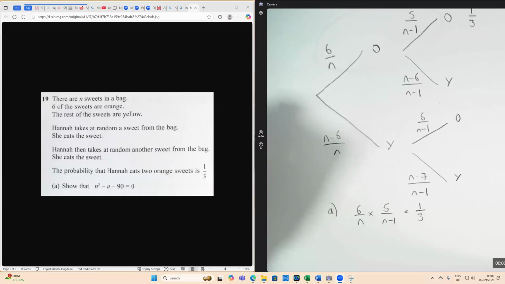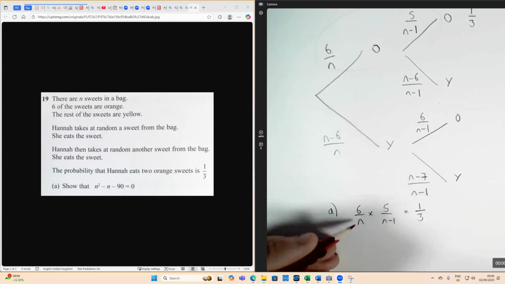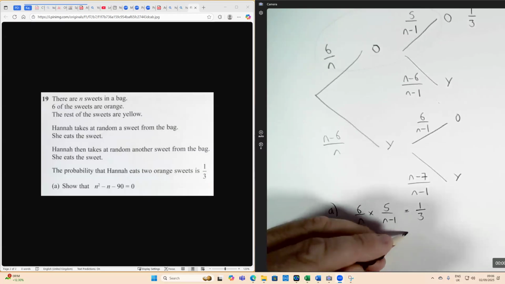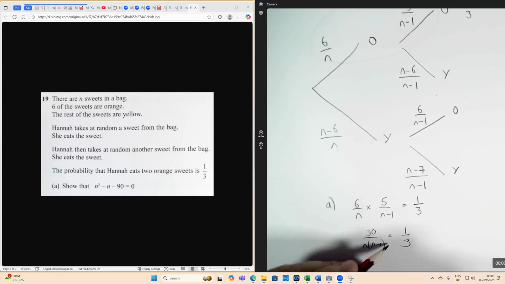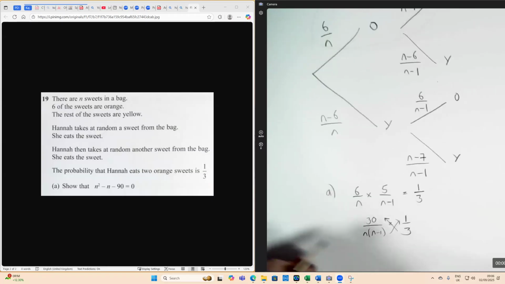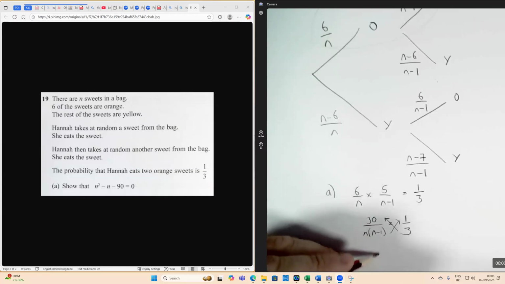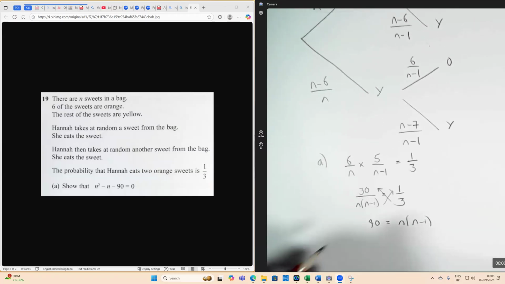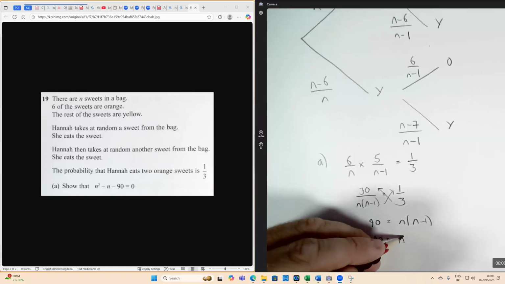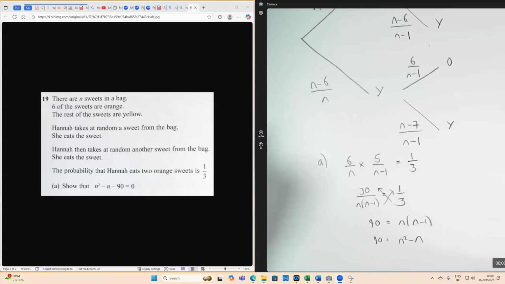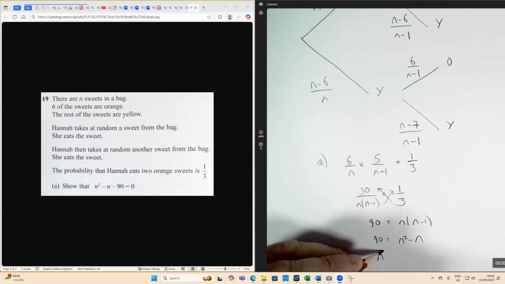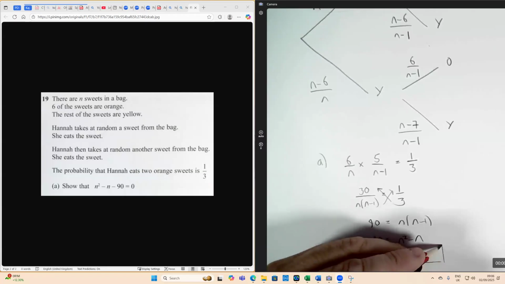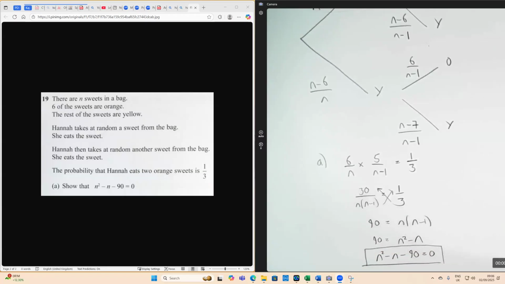So we've got here an algebraic fraction to solve now. So let's multiply these together. We're going to have 5 times 6 is 30 over n times n minus 1 is equal to a third. At this point, I can now cross multiply. So I'm going to have 3 times 30 is 90 is equal to n times n minus 1. I can now expand my bracket on the right hand side. So I get n squared minus n is equal to 90. And then finally, I take the 90 over the other side. So n squared minus n minus 90 is equal to 0 as required. And that is our part A done.